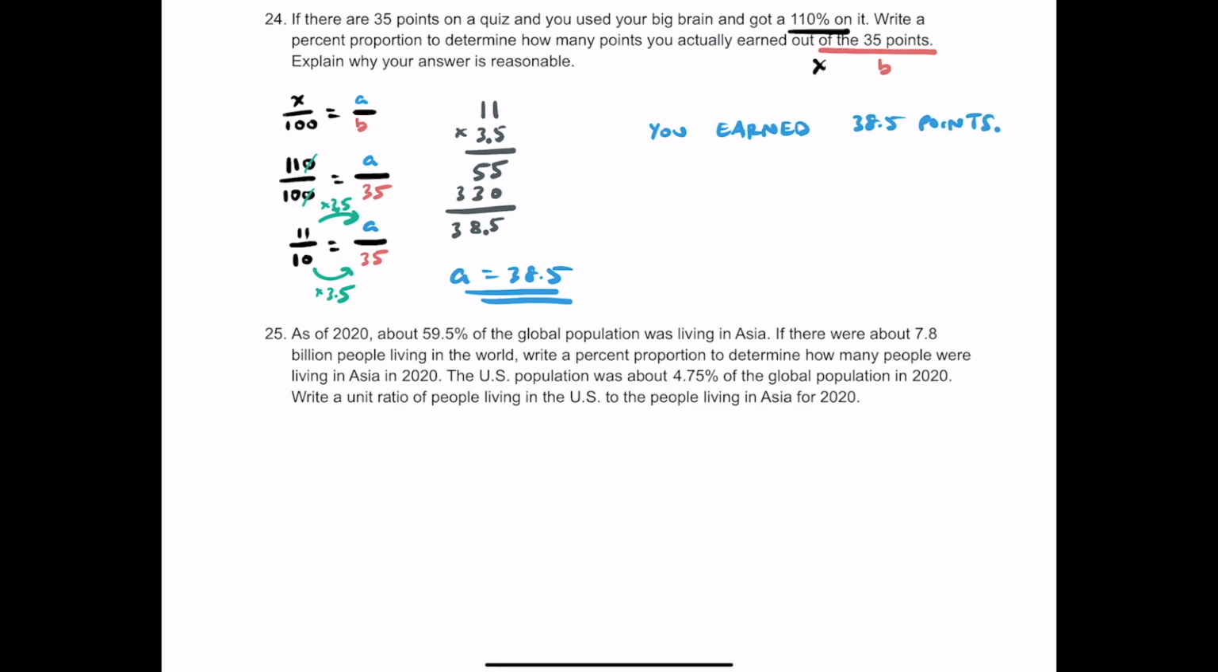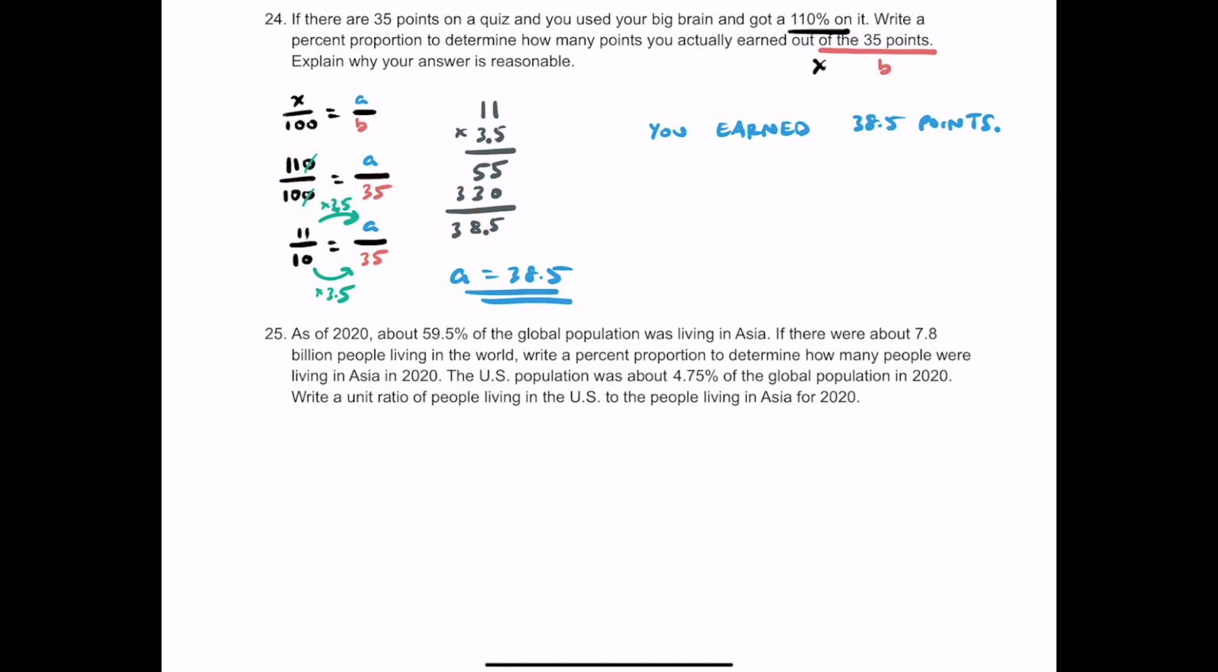Now it says, why is this reasonable? Well, keep in mind here that this 110% was more than the bottom. The answer of 38.5 goes on top. 38.5 is bigger than 35, right? So if this 110 is bigger than 100, then the value of A has to be bigger than 35. That's the only way this forms a proportion that is true. So we found out it's going to be 38.5. Is that reasonable? I think so. 38.5 is bigger than 35. So that is really good.